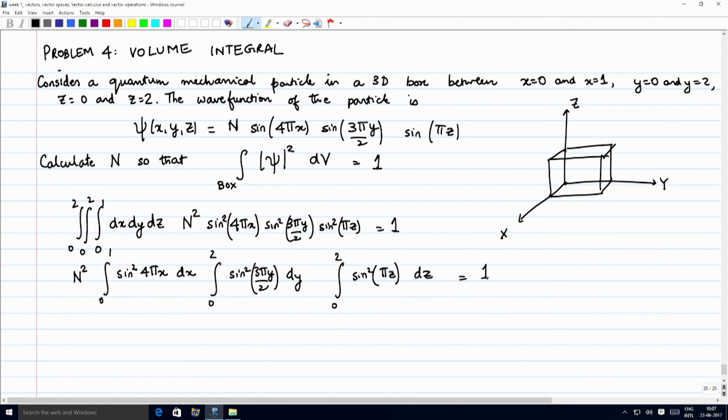Now, you can do each of these integrals. So, this integral will just be half, this integral will be equal to 1, and the third integral will also be equal to 1. You can do these integrals and you can verify. So, what you will get is that n square equal to 2, so n equal to square root of 2. This is what you will get, and this is a way of doing this volume integral.